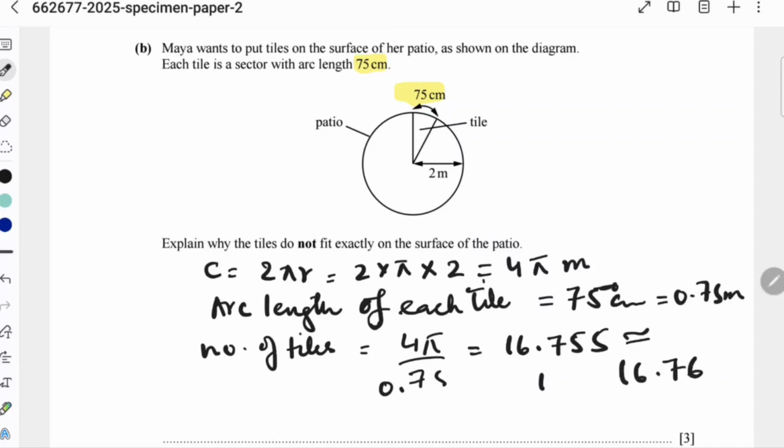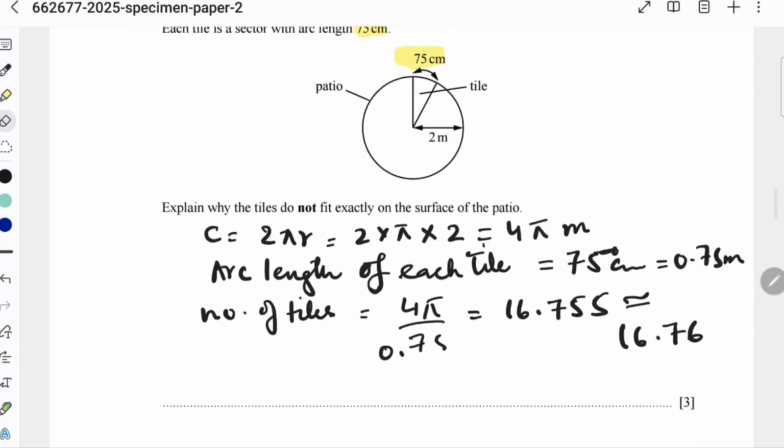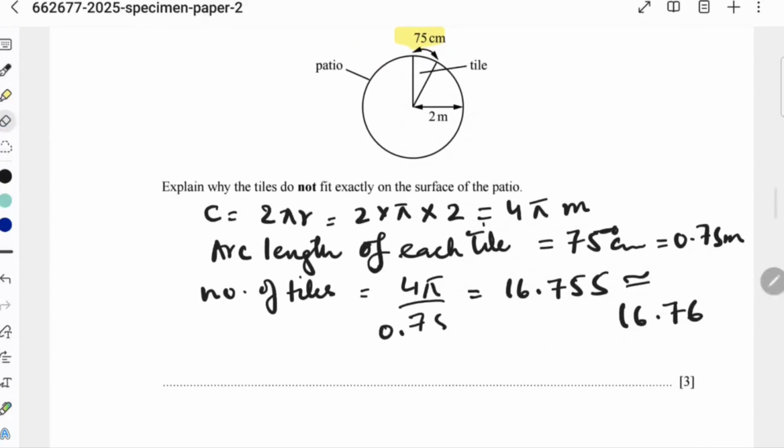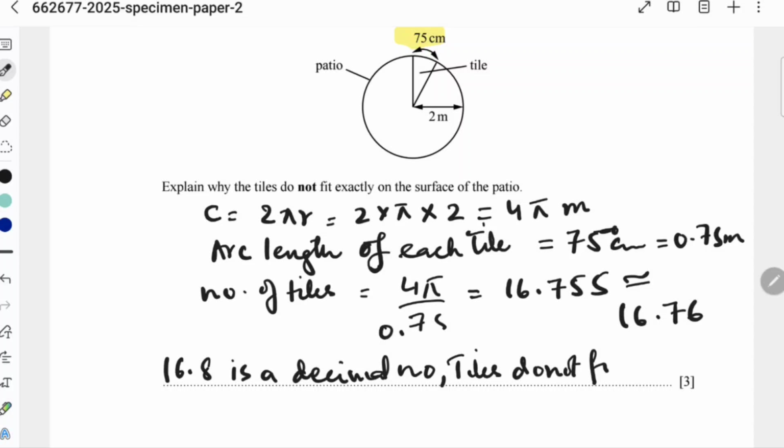Now in the explanation, explain why the tiles do not fit exactly on the surface of the patio. You can write down that 16.76, or 16.8, is a decimal number, and which do not fit exactly. Tiles do not fit in the pattern. So some space will be left. You can also write that down.